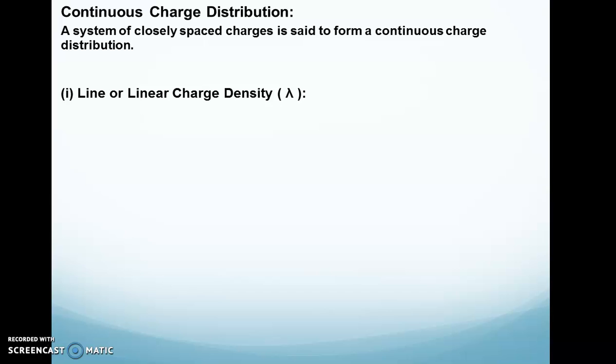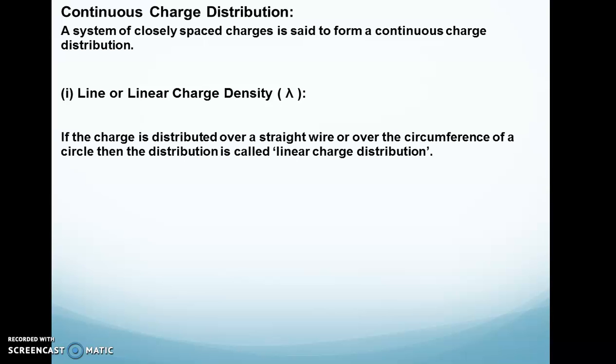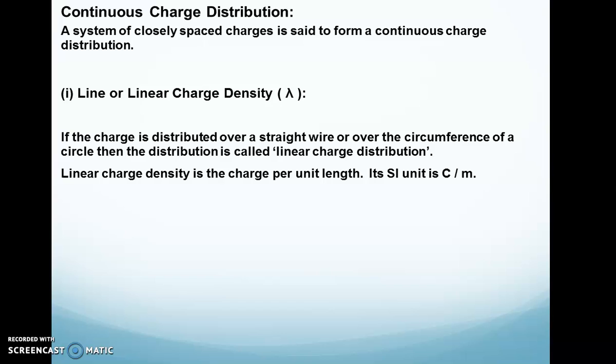We are discussing the one dimensional object first. If the charge is distributed over a straight wire, the length of the wire is very large in comparison to its cross section, that's why it may be treated as a 1D object. Or over the circumference of a circle, then the distribution is called linear charge distribution. Now its charge density should be equal to Q by L, right? Q is charge and L is length. It may be written as dq by dl.